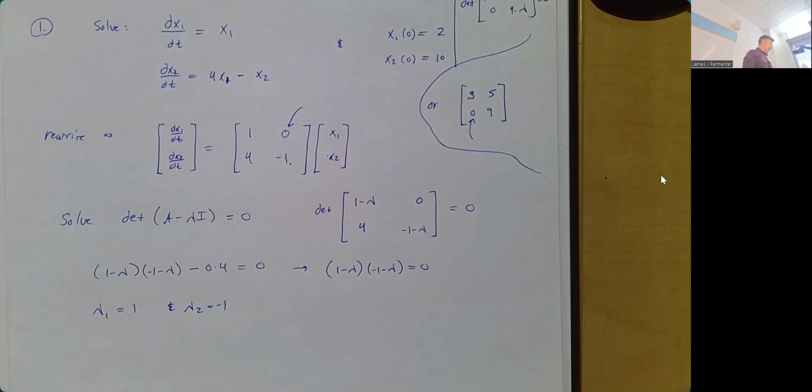What I want you to know about this is that when your eigenvalues are opposite valued, like in this case here, it's going to mean we have a saddle. And in the previous example, when your eigenvalues were both positive, it's going to mean that you have an unstable node.